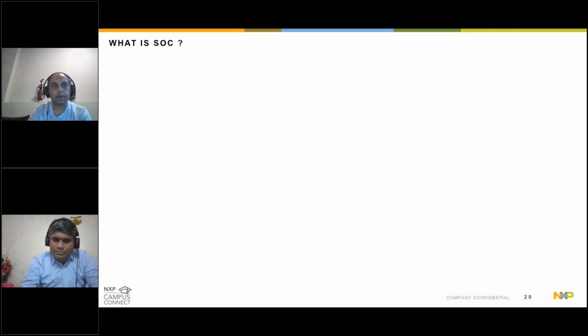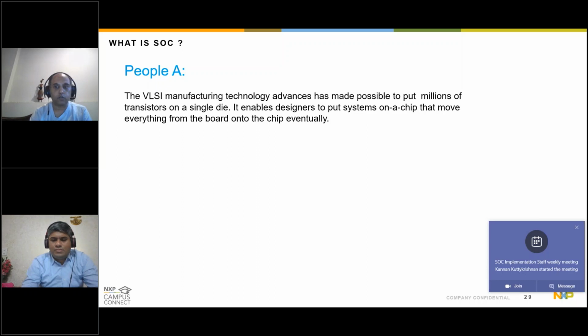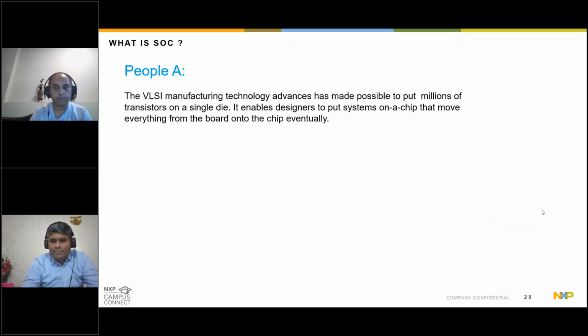So what is an SOC? Depending on who you talk to, different people may have different interpretations of the SOC. One set of people may say that VLSI manufacturing technology advances have made it possible to put millions of transistors on a single die, and it enables designers to put a system on a chip that moves everything from the board onto a chip eventually, right? As the feature size is reducing, we are able to compress more and more functionality on one chip, so this could be the definition which will emerge when you talk to one set of people.